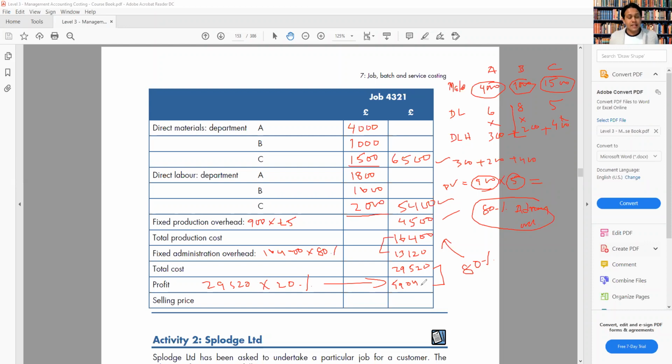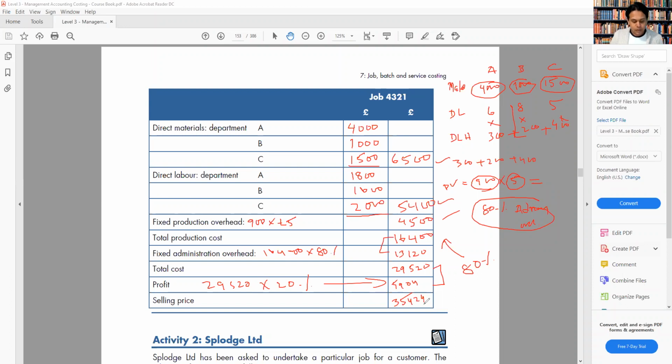So I added all this cost, I added my profit. After that, I find my selling price. So that will be 35,424. Very well done. That's it. Very well done, Alicia. So that's how we can do the job costing.